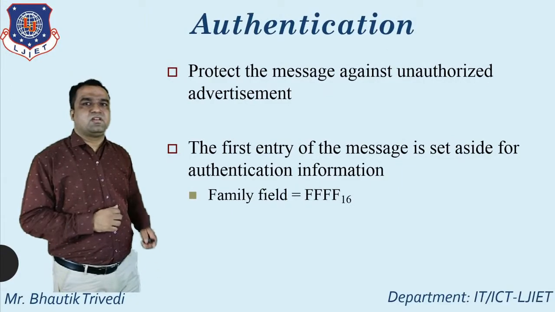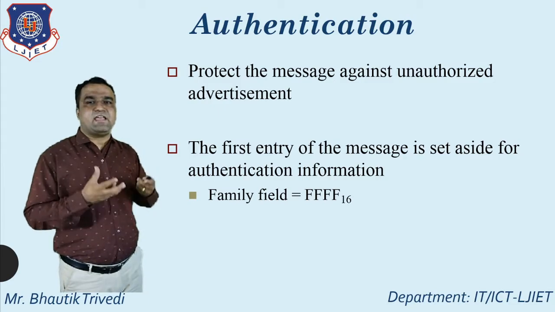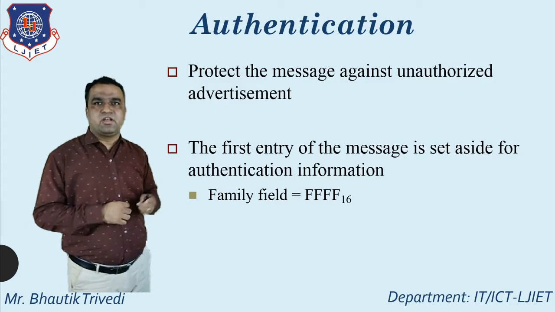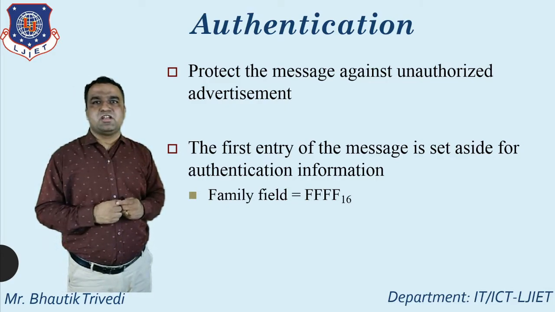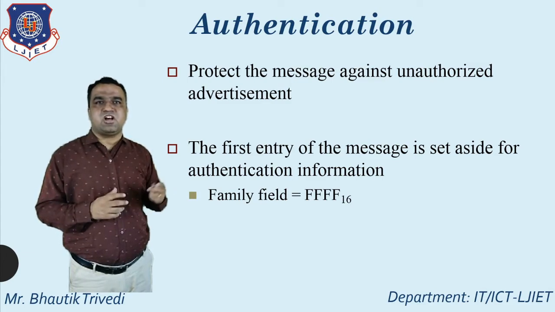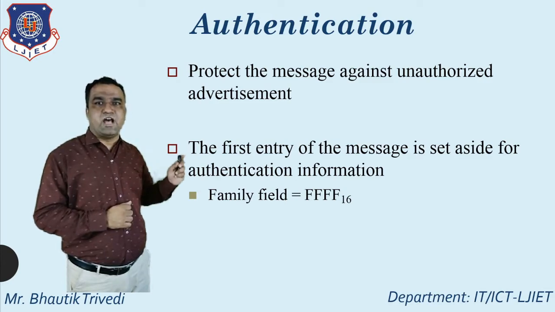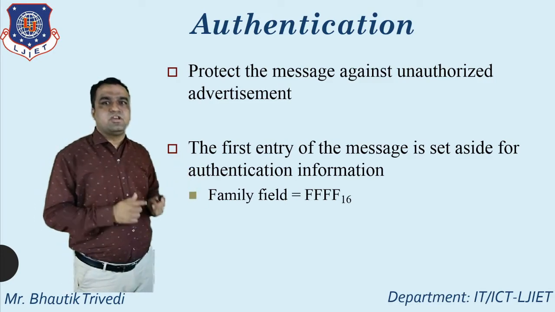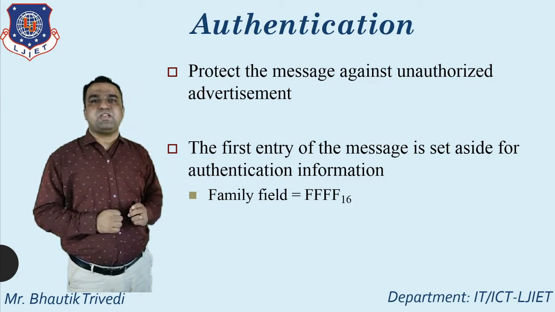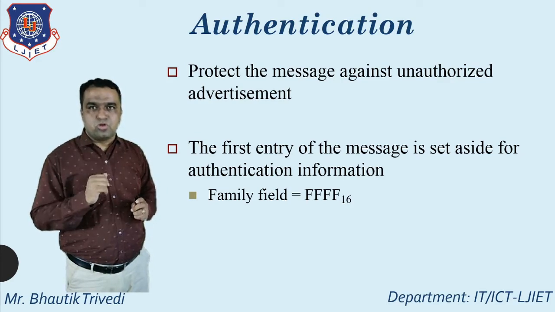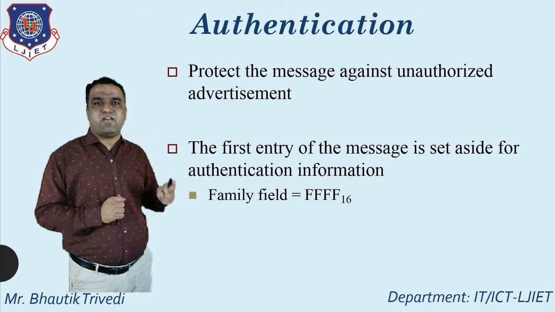After that, what is the meaning of authentication and how do I put authentication in the RIP message format? First of all, at least you know the concept of authentication. Authentication means it protects the message against unauthorized advertisement. So here in authentication, you directly put the family field value equal to FFFF. In the case of TCP/IP, the supported value is 2, but here, must remember, the family field is equal to FFFF.